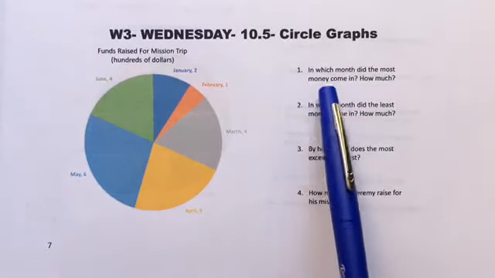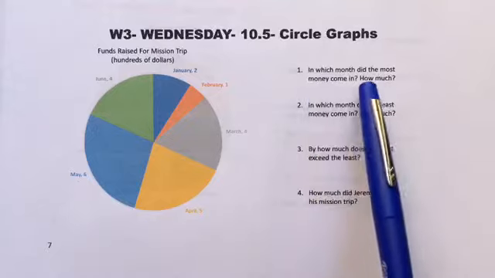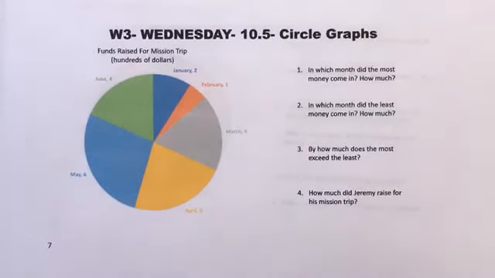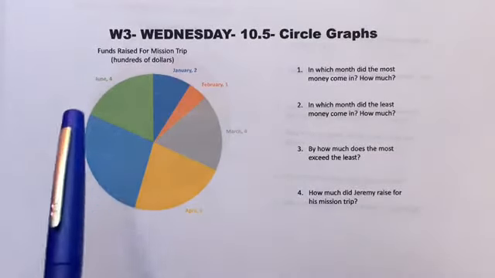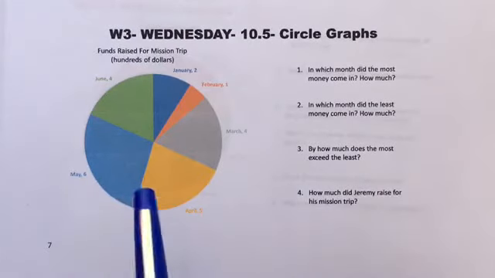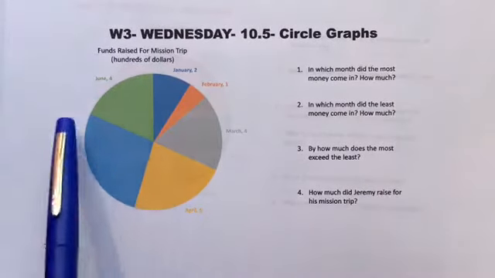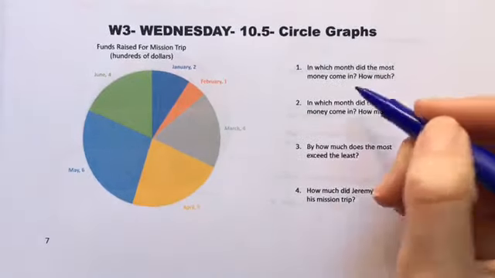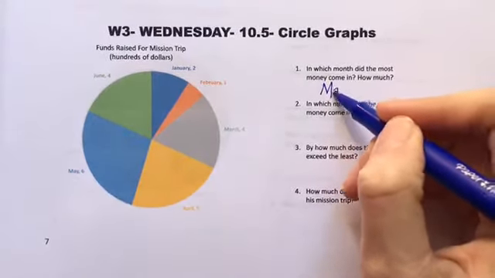So number 1 says, in which month did the most money come in? How much? Well, looking here with a circle graph, the nice thing about them is we can quickly visualize what is going on. Quickly by looking over here, which section is the largest in the circle graph? Well, it's this one, right? And we can see that that is from May. So the month that most money came in was May.